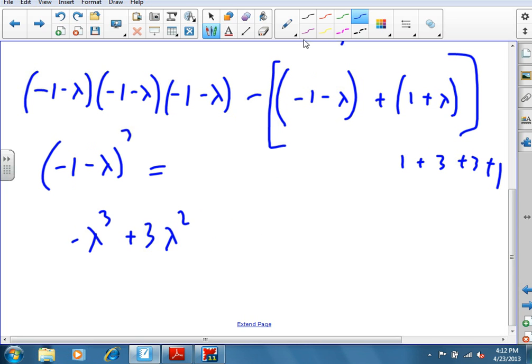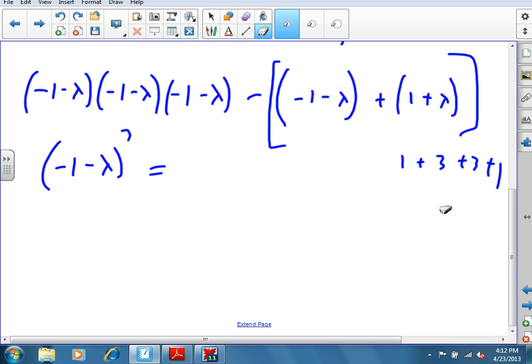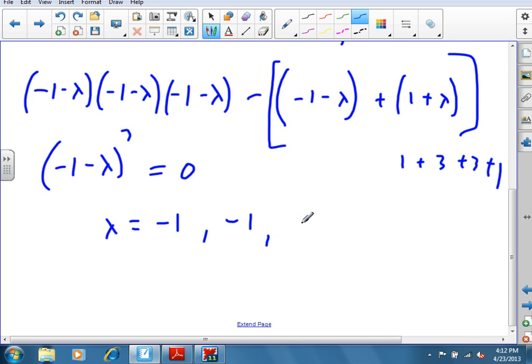Well, no. Silly me. That has to be equal to 0, which means lambda is equal to minus 1, minus 1, minus 1.